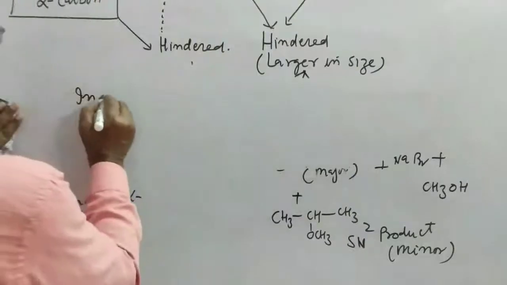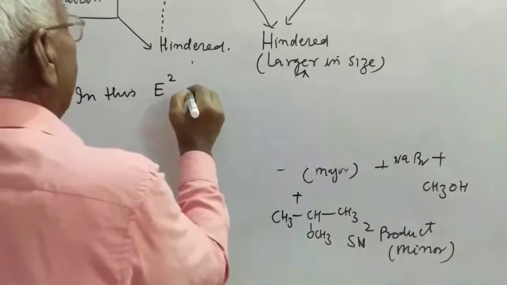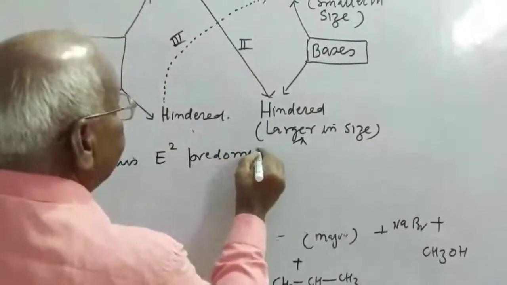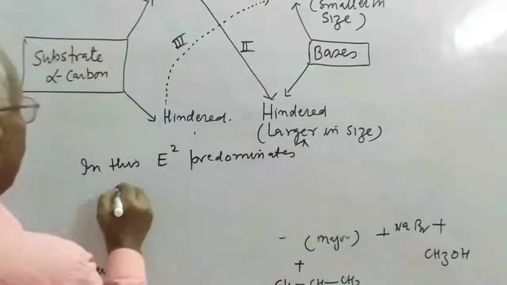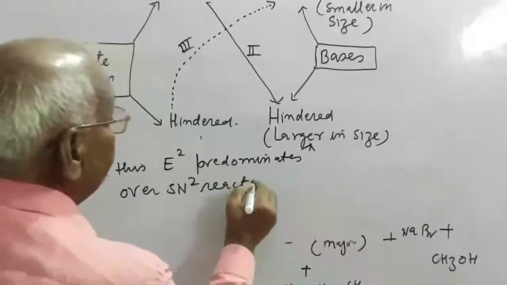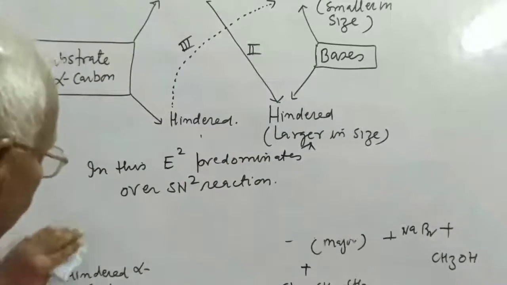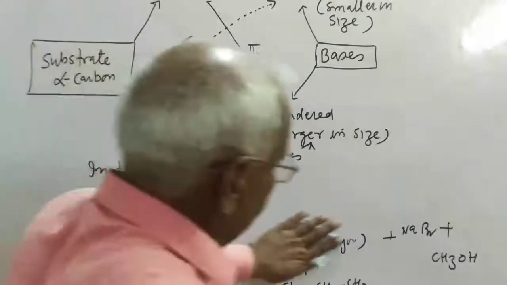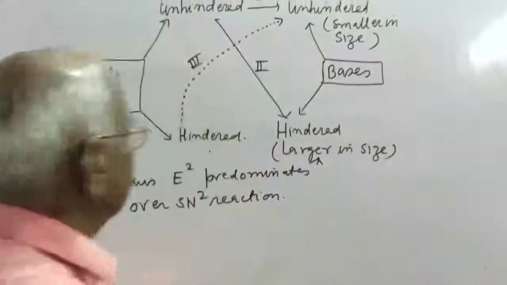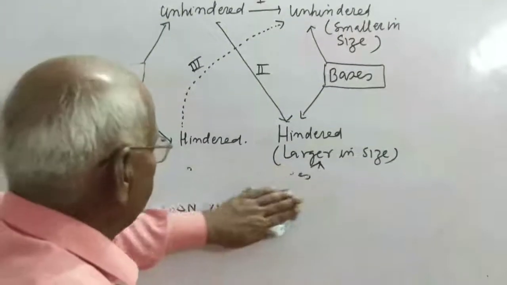In this case E2 predominates over SN2 reaction. So this is the third case. Now the fourth case is hindered base and hindered substrate. Case fourth.